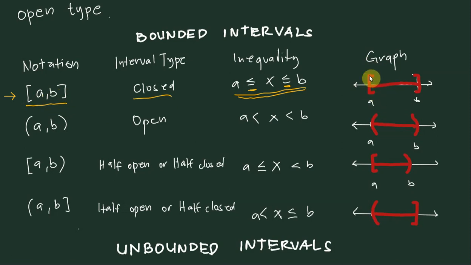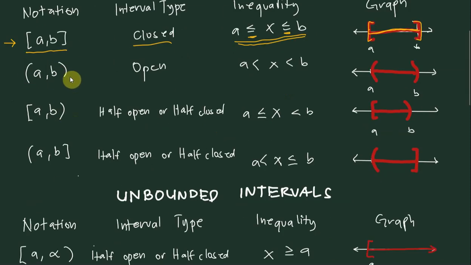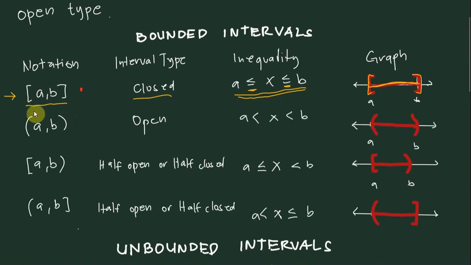In the graph, as you can see here, it uses the brackets on the ends, a and b. That tells us that this set of values includes a and b as well as all of the values in between a and b. So that is a closed interval type, and it is bounded. It's called bounded because we have real numbers on each side of the interval.